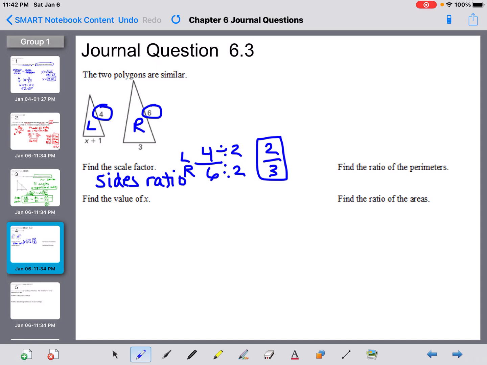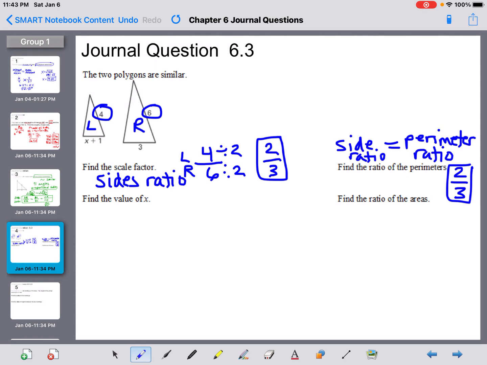Now, I'm going to go to the right here and find the ratio of the perimeters. If you remember, we wrote in our margin notes that the side ratio is exactly equal to the perimeter ratio. And if they're equal, they're exactly the same numbers. So since we already found the side ratio, where scale factor is 2 to 3, the ratio of the perimeters is also 2 to 3.